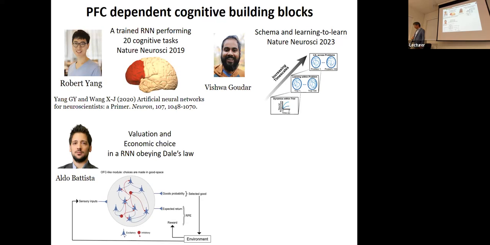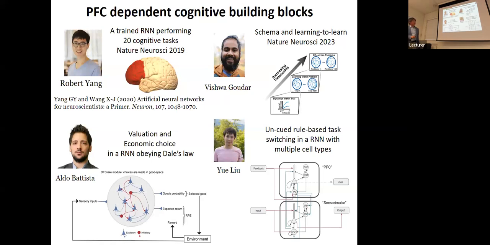And one more example is uncued rule-based task switching. I guess a familiar example is the Wisconsin Card Sorting Test, right? You have to solve a problem by paying attention to, say, one of the features in the stimuli, and the rule changes unpredictably. Right, so you have to figure out what rule applies, and then adjust and flexibly change the sensory motor flow to solve the problem. And that involves some kind of gating based on the rule representation. I think we have made some progress to figure out how this kind of gating takes place. That involves different cell types. Now, I'm sorry, I did not go into details. I'd be happy to dive into more details if anyone is interested.